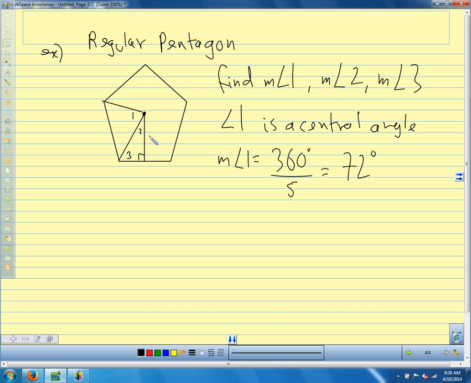Angle 2, now we're set for angle 2. If I draw this, what does this segment do to this central angle? Bisects it. So angle 2 is half a central angle. So the measure of angle 2 is 72 degrees divided by 2, which is 36 degrees.